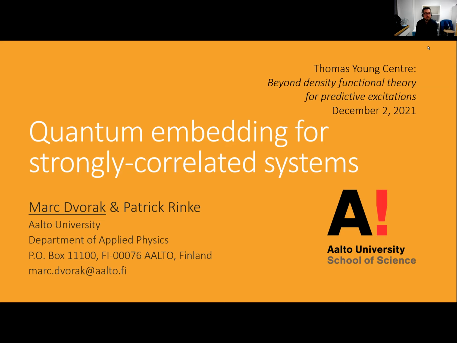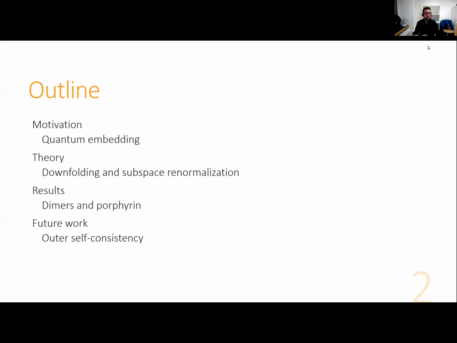So as George said, my work is about quantum embedding, and this is done with Patrick Rinke at Aalto. I'll start by motivating embedding theories a little bit, and I'll use spectroscopy for this. Then I'll go into the theory, which is based on the Löwdin downfolding and the idea of doing this kind of renormalization of the many-body Hamiltonian in only a subspace. I'll show some results for dimers and porphyrin and outline some ongoing work to extend the theory.